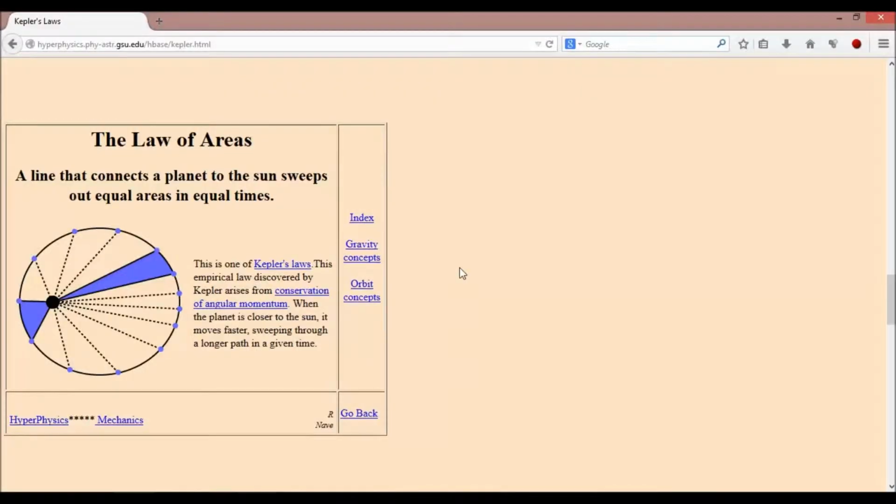Not only do we know that a planet moves faster when it is closer to the Sun, but we also know that a line that connects a planet to the Sun sweeps out equal areas in equal times. And so the angular speed of a planet in its orbit is not constant, but the area speed, which is the change in the area swept out per unit time, is constant.